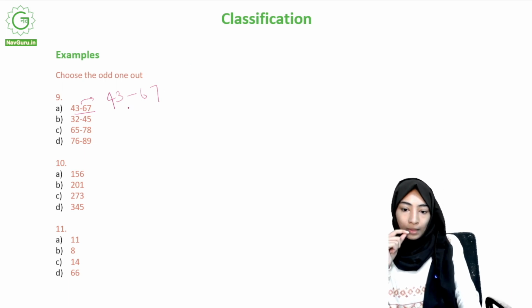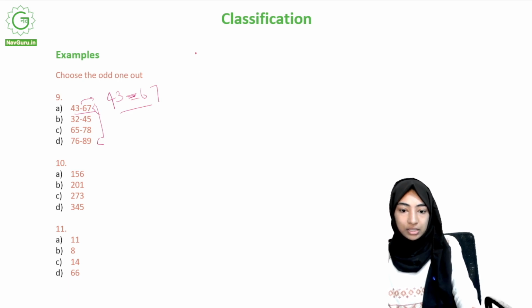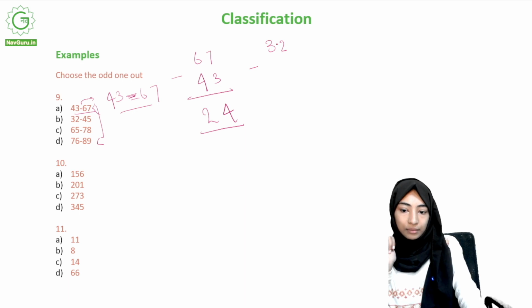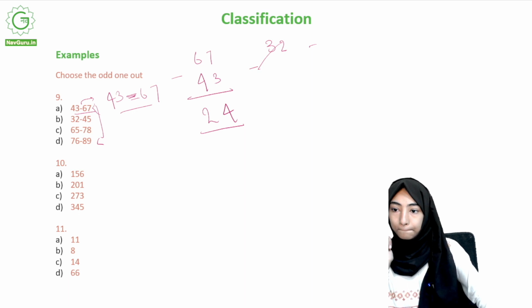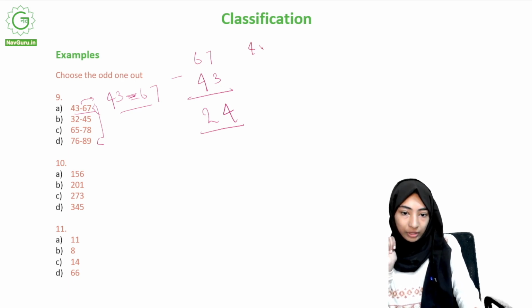Since the range is given, we have four ranges. Now we see if the range is the same. How do you find the range? 43 to 67, you just subtract. 67 minus 43, how much is it? 7 minus 3 is 4, 6 minus 4 is 2, so 24. Okay, go on to the next one. 45 minus 32. 5 minus 2 is 3, 4 minus 2 is 1.